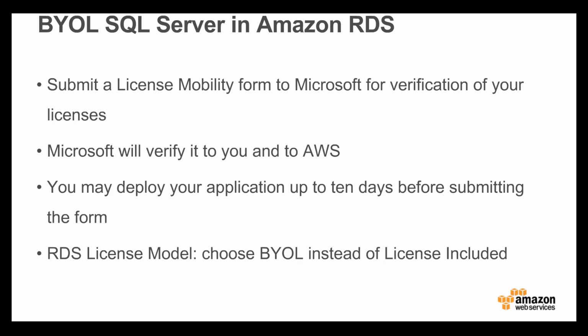To bring your own license to RDS, you can submit a license mobility form to Microsoft to verify your licenses, and then Microsoft will email you and AWS. You can deploy your application up to 10 days before submitting the form. When you launch your RDS instance, just choose BYOL instead of license included in the dropdown.